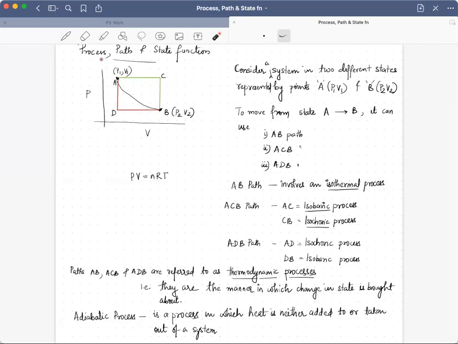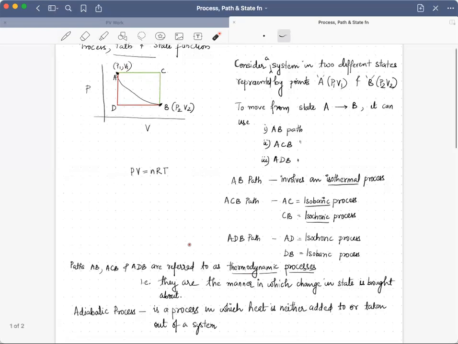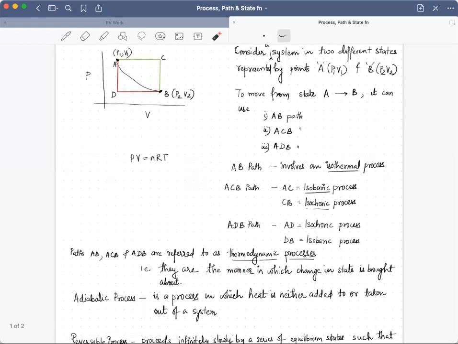Now, what is the kind of process that is involved? For example, if it follows the AB process, the process would be an isothermal process. If it follows an ACB pathway, it has two processes involved: isobaric and isochoric. So more or less, path and process, when it comes to thermodynamics, are relatively the same. The only thing is, process defines the way in which this change in state has been brought about. Okay, so that is the basic difference between path and process.